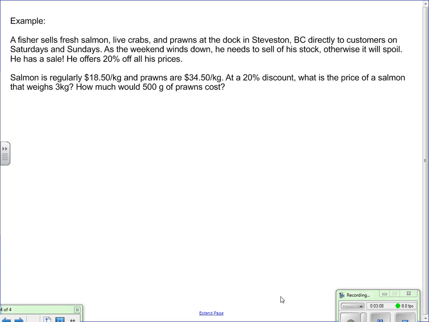Okay, let's look at another example. So in this example, we're looking at a fisherman which sells fresh salmon, live crabs, and prawns. He needs to sell off his stock, so he's going to offer a 20% off on all of his prices. So what we're going to do is we're going to figure out the discounted prices, first of all, for the salmon. So the salmon is usually $18.50 per kg.